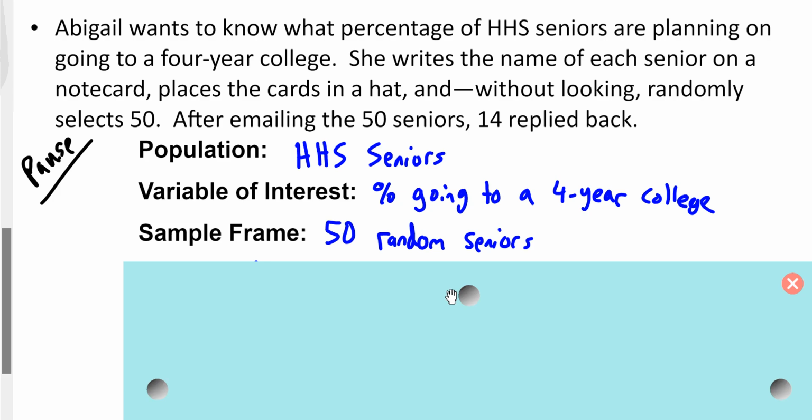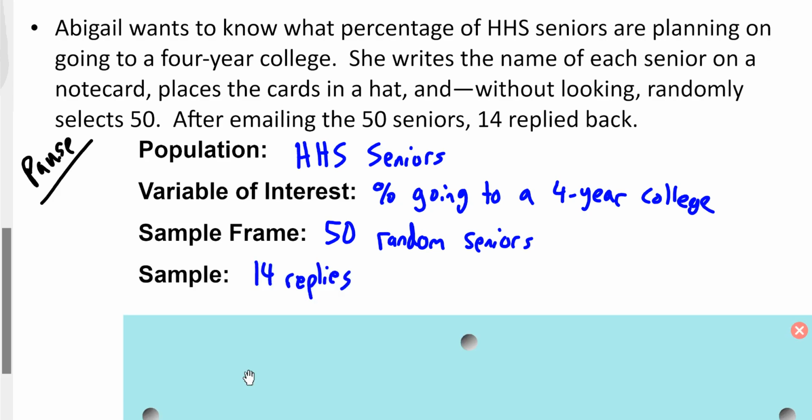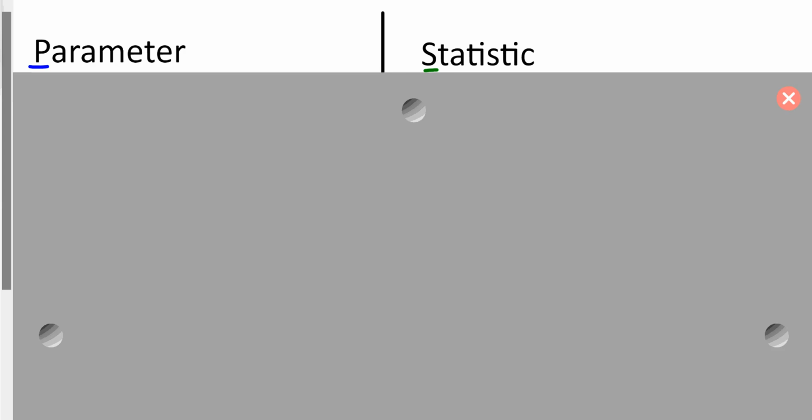And then the sample, unfortunately, is pretty small. It's only the 14 people who replied. So that's the first terminology I want to talk about. Now, along with some of that terminology comes some things that we've already learned, and the parameter versus the statistic. So let's do a little recap here.